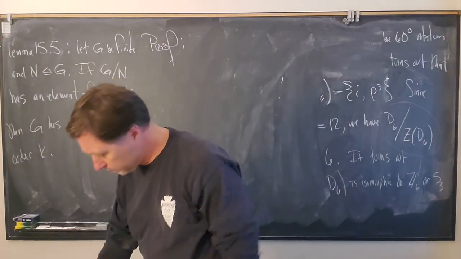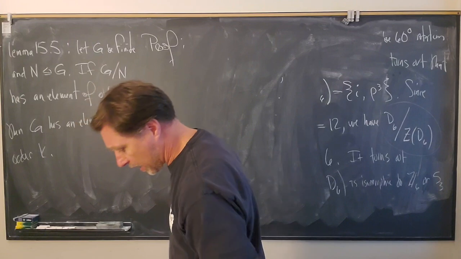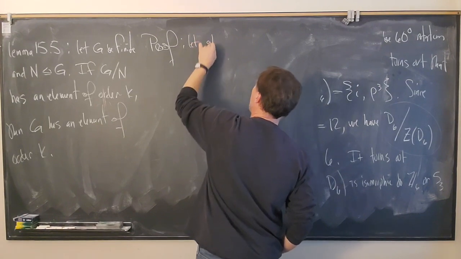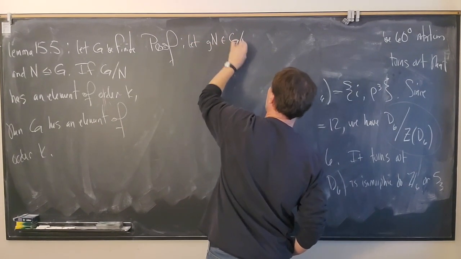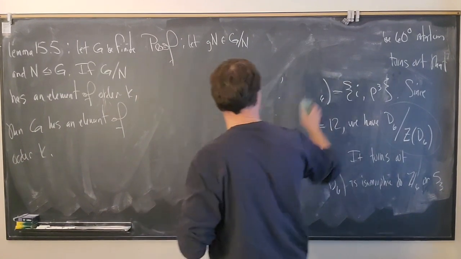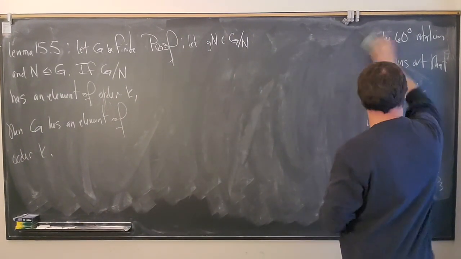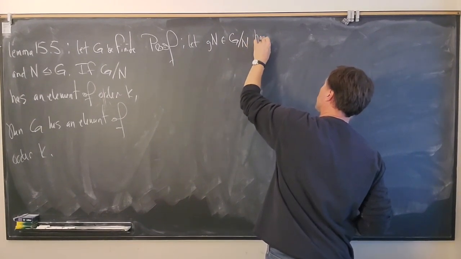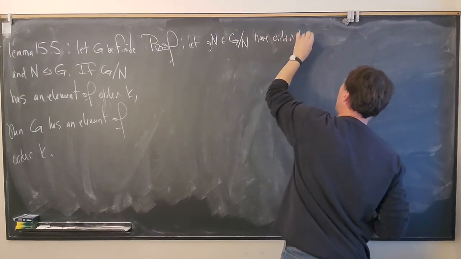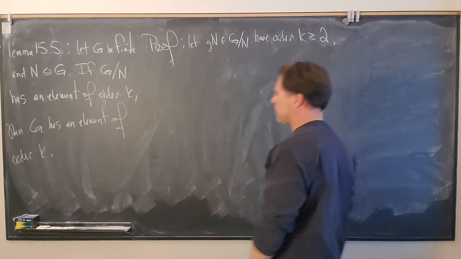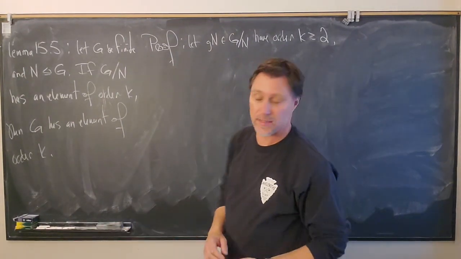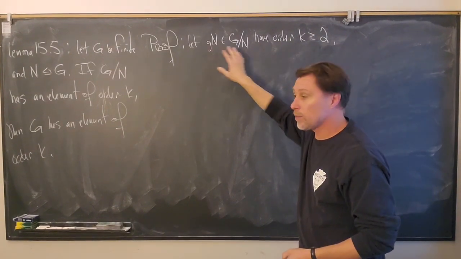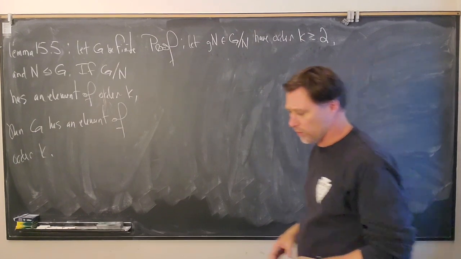So for the proof, let's take our element of order k in the quotient. So let's let gN in G mod N have order k, and by the way, we can assume that it's greater than or equal to 2. Of course, G has an element of order 1, the identity, so there's nothing interesting there. So let's take a coset in the quotient group that has order k greater than or equal to 2.